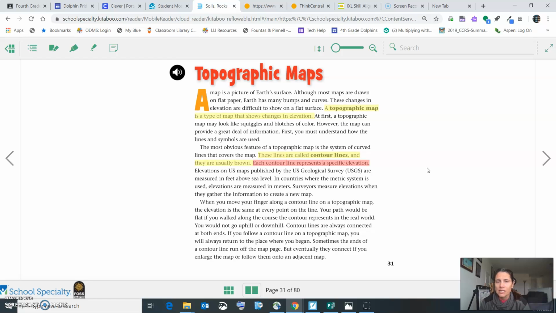Contour lines are always connected at both ends. If you follow a contour line on a topographic map, you will always return to the place where you began. Sometimes the ends of the contour line run off the map page, but eventually they connect if you enlarge the map or follow them on the adjacent map. Okay, so they always will be the same height, so they make circles around.